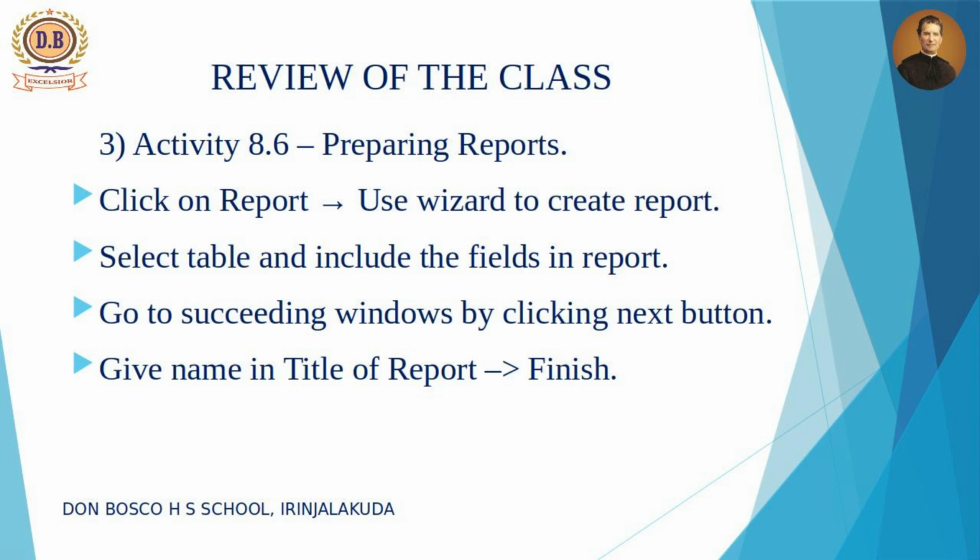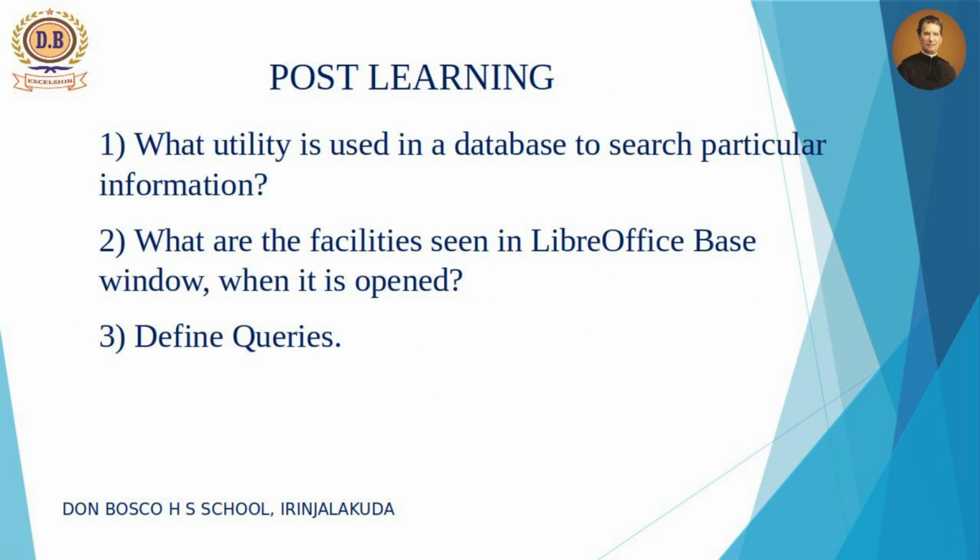After that, activity 8.6 was the last and final activity in this chapter, preparing reports. For that, click on the report option, select use wizard to create report, select the main table and include the fields in the report. Then go to the succeeding windows by clicking on the next button, give an apt title in the title of report option, then click on the finish button so that we can create a report based on the available fields. Here comes an end to the 8th chapter.